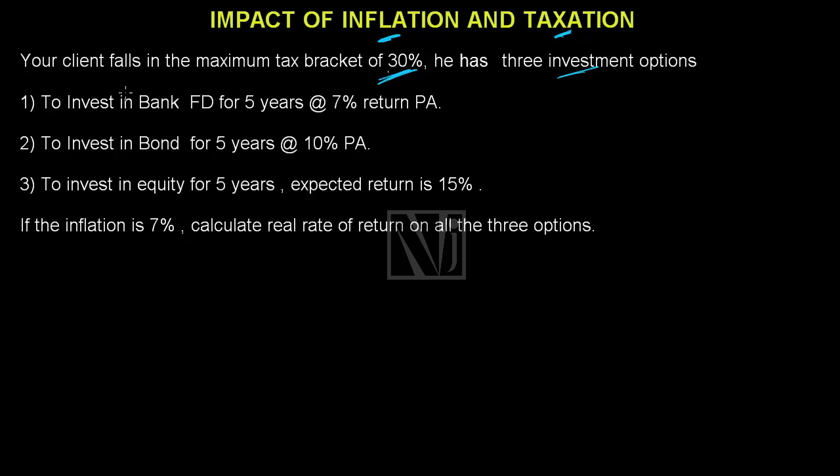First, to invest in bank FD for 5 years and earn an interest of 7%. The second option is to invest in bond for 5 years and earn an interest of 10%. The third option is to invest in equity for 5 years and expected rate of return on equity is 15%.